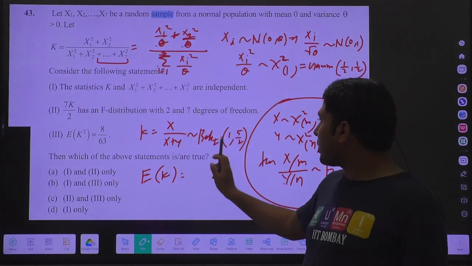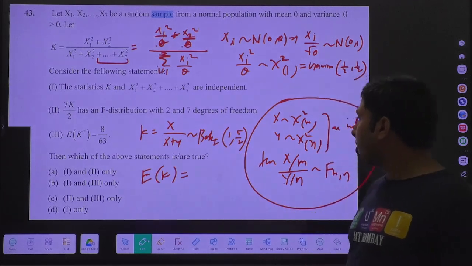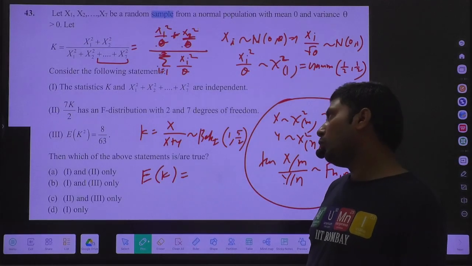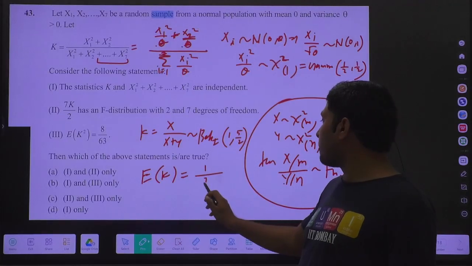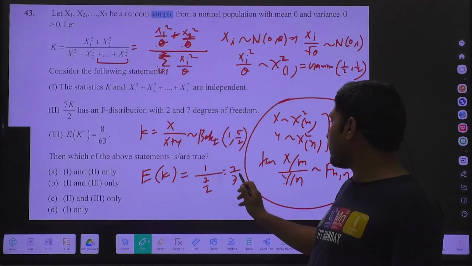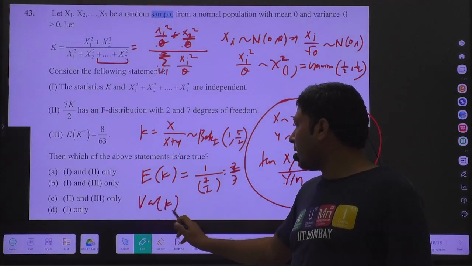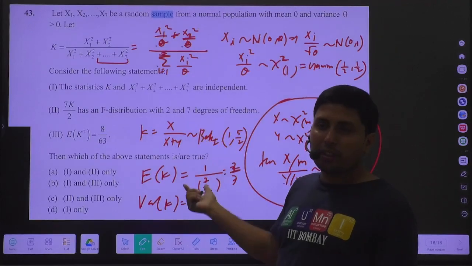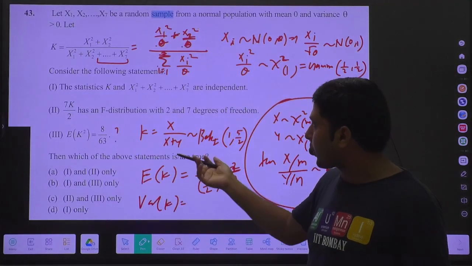In the beta first kind, what is the mean? It's alpha plus beta upon 2. No, it's alpha upon alpha plus beta. So it's 2 by 7. And variance, you find mean and variance from beta first kind, and then you can check this based on this.